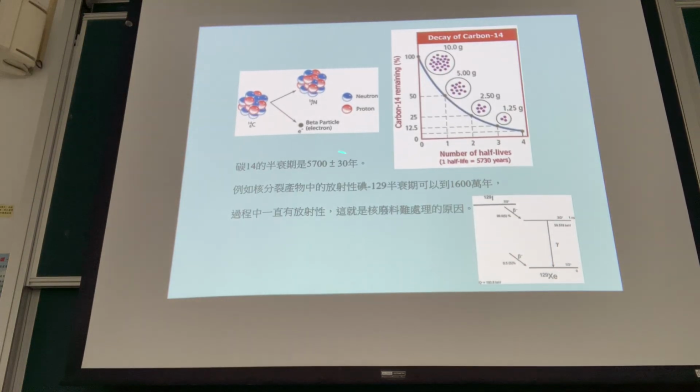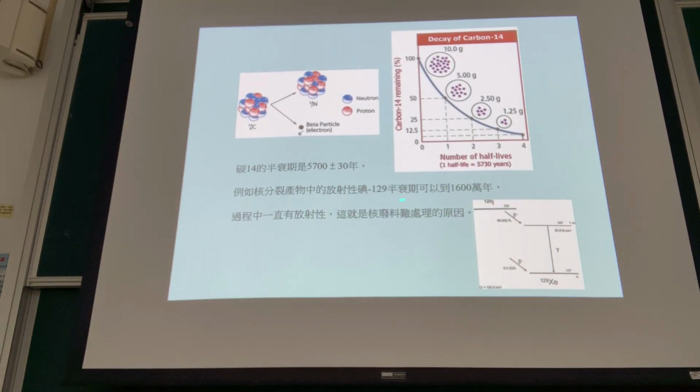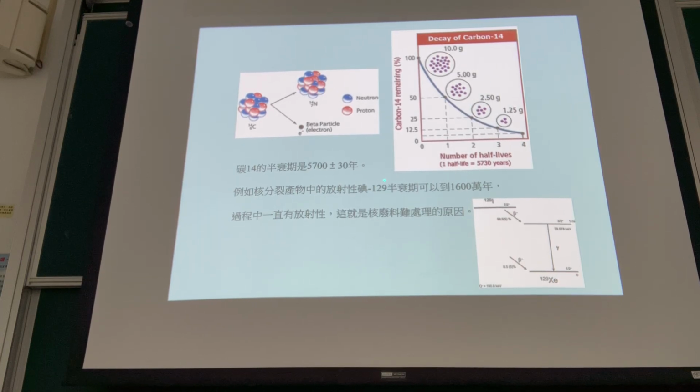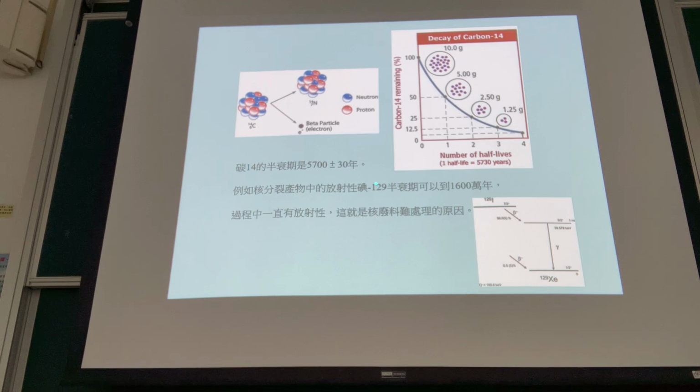And this is not the most notorious case. For example, the really damaging nucleus, iodine 129. I hope I pronounce it right. Iodine, yeah. Iodine 129, the half time is 1.6 million years. No, sorry, 16 million years. 16 million years. So it's quite a long time.